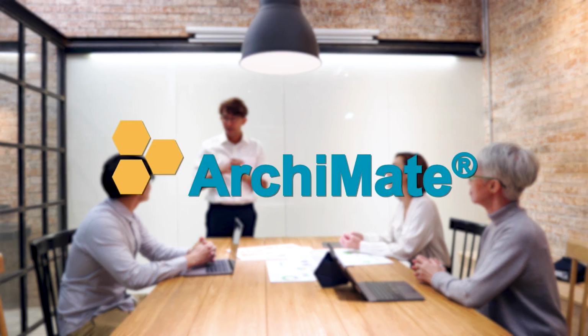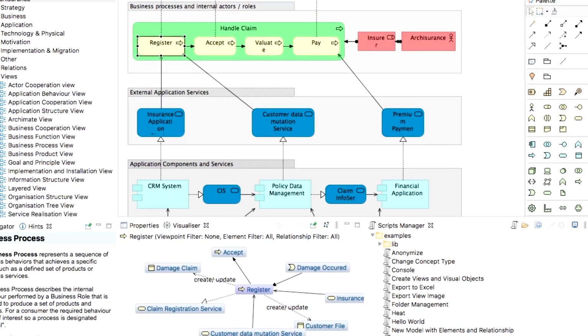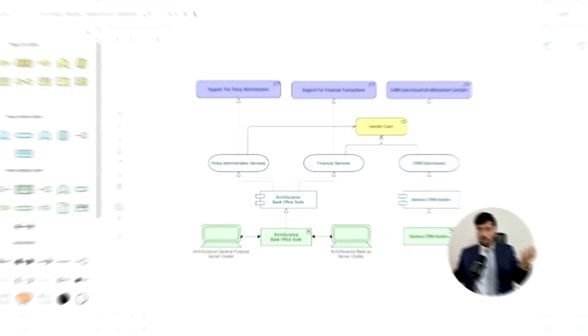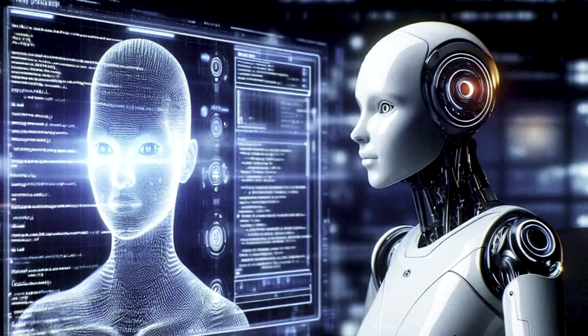Pro architects don't draw. They model. The industry standard is ArchiMate, and the tool you need is Archi. Unlike a drawing, ArchiMate is a standardized language. It doesn't just show things are connected, it shows how. Is it a data flow, a trigger, or a realization? Think of Archi as a digital twin of your company.